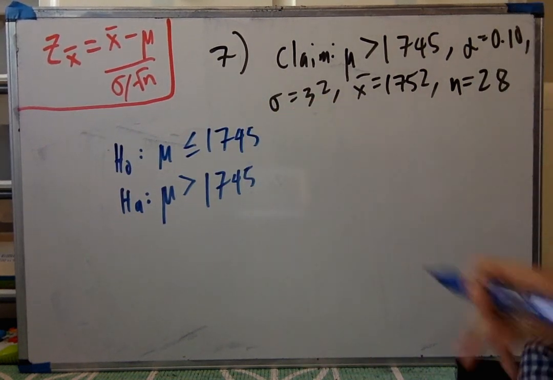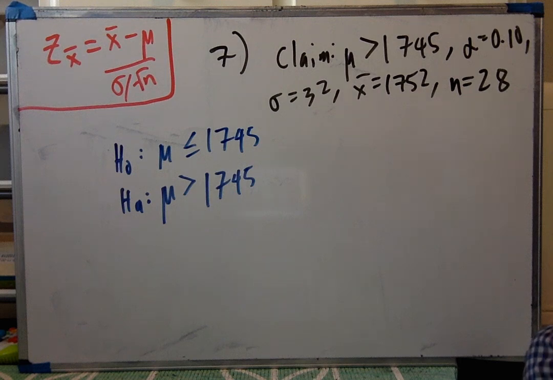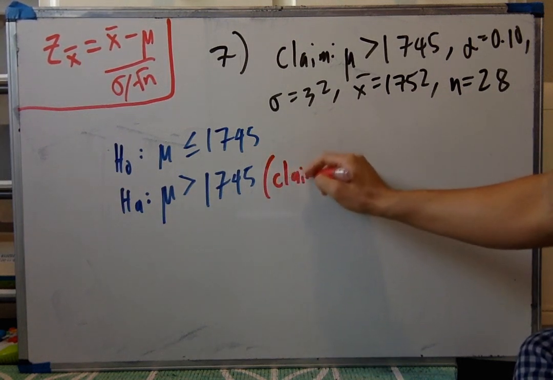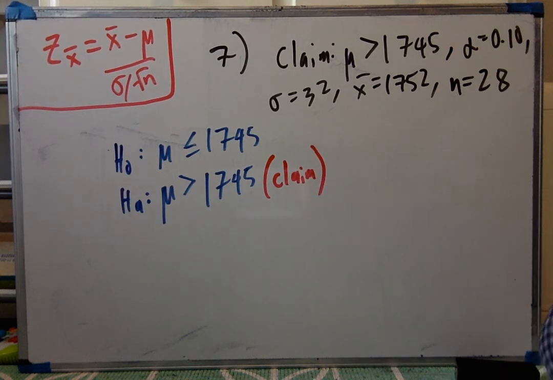This is the one that we assume to be true. We're assuming H naught to be true. That's how we always do these things. And the second one, the alternative, is the claim.